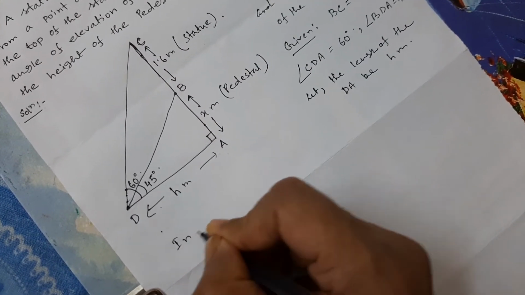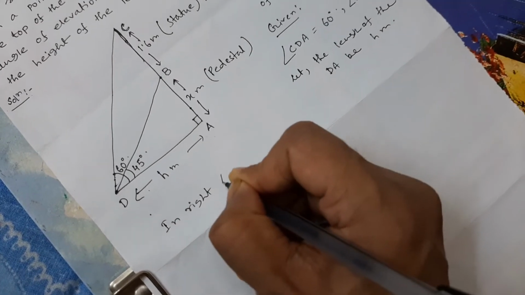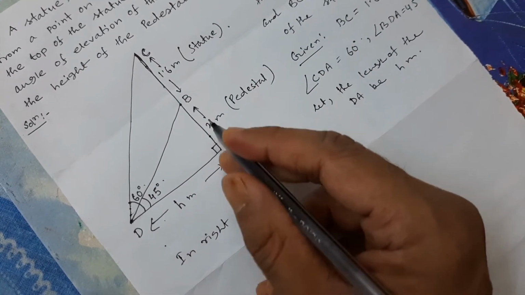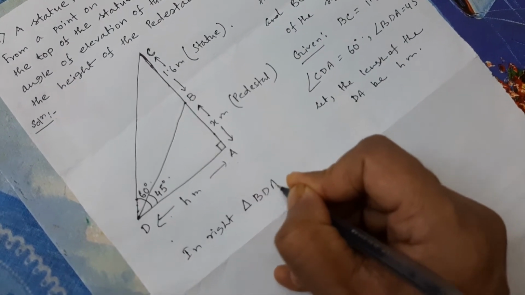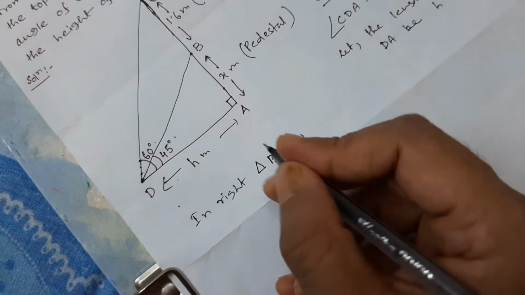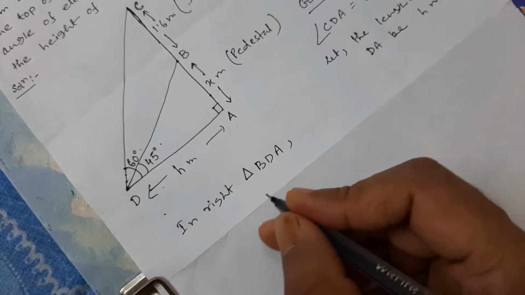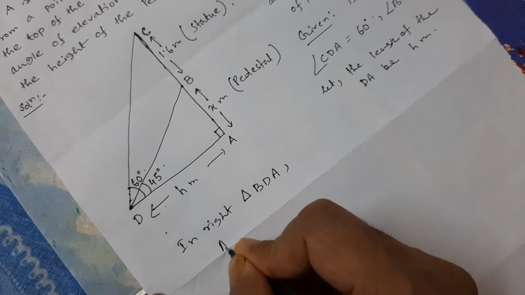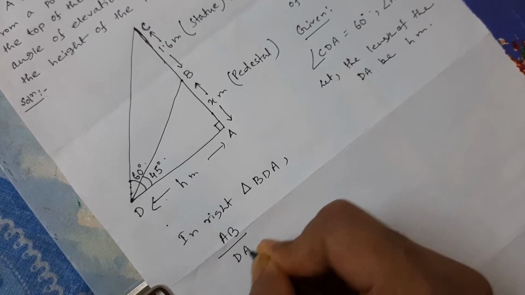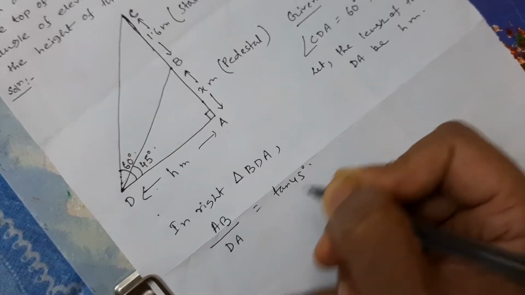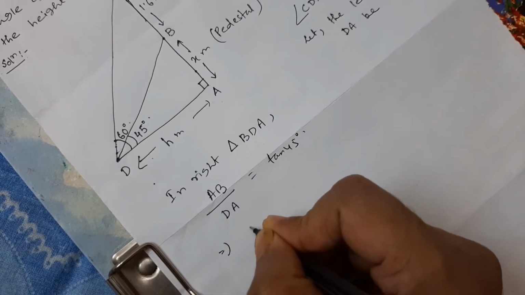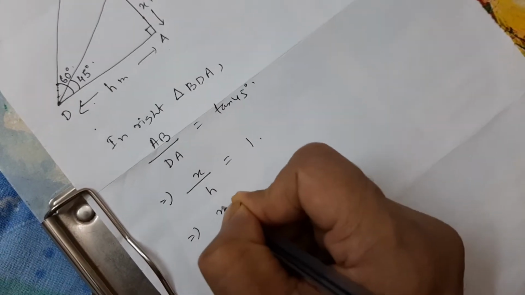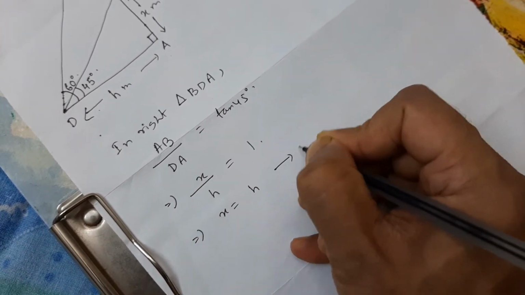Now in right triangle, first we take 45 degree, that is BDA. AB is perpendicular and DA is the base, that is tan 45, perpendicular by base. So AB by DA equal to tan 45, and AB equal to x and DA equal to H. Tan 45 is 1. So x equal to H. This is number 1.